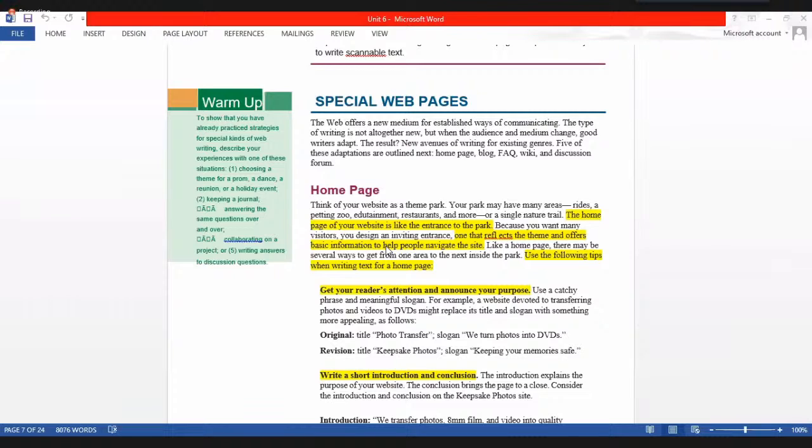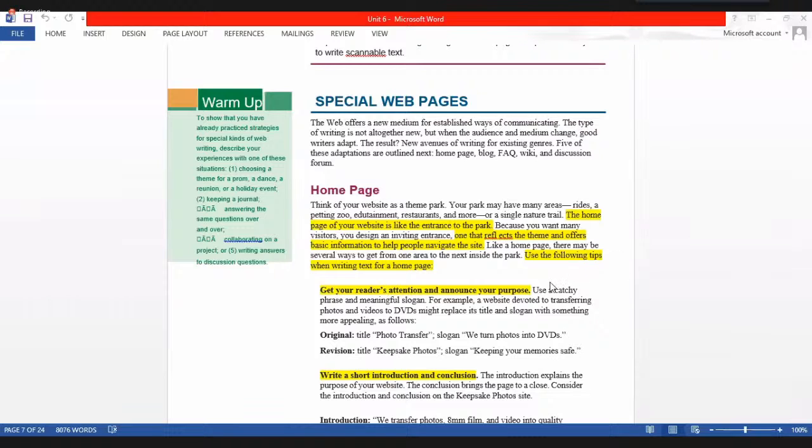If the entrance is not attractive, if the entrance can't catch the attention of the visitors, then the visitors will develop a negative idea towards the park. They will not enter the park. So that's why the home page is just like the entrance to the park. It is the one that reflects the theme and offers basic information to help people navigate the site. So it's the home page that reflects the theme and gives the basic information that the readers want.